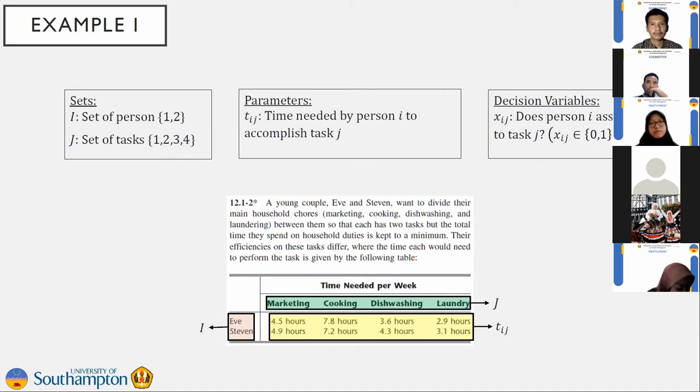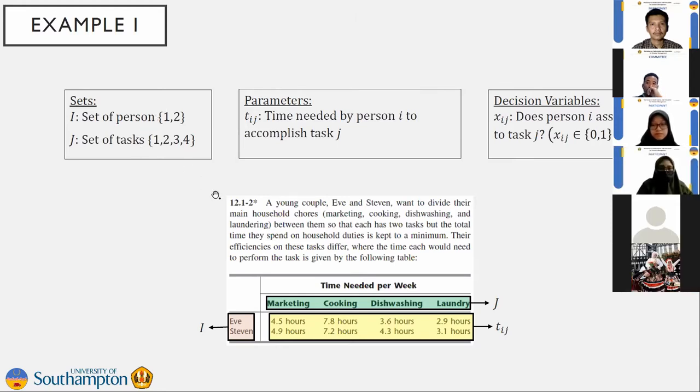So we have two objects, the person and the task, right? And those will be our sets. So we have a set of persons and a set of tasks. The sets are in the form of mathematical symbols, which are numbers. Let's say Eve is doing the household chores, let's say Stephen is doing marketing, but it should be consistent. Again, the objects consist of two things, person and task.